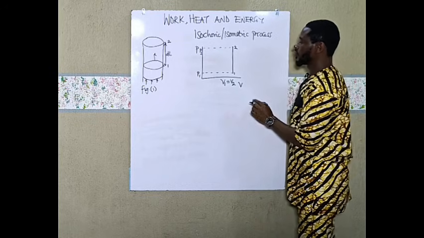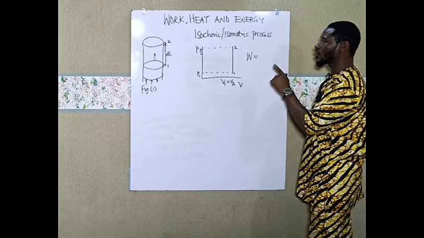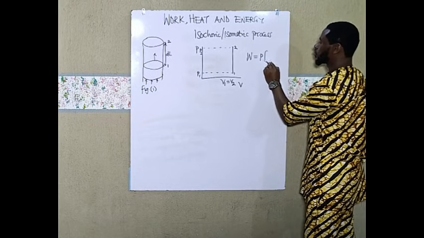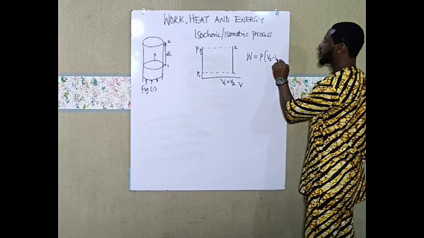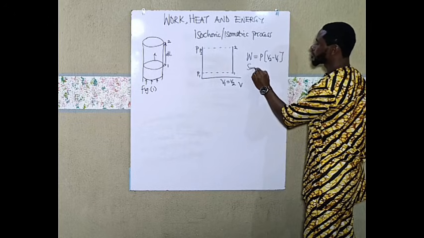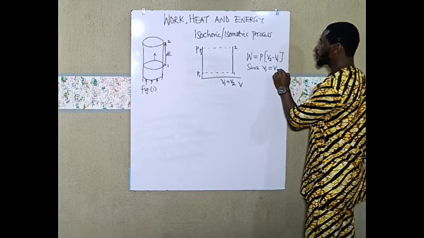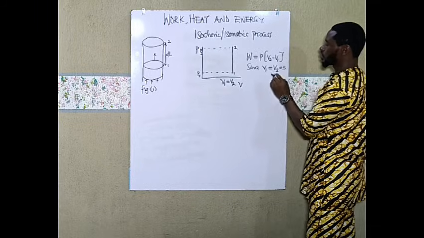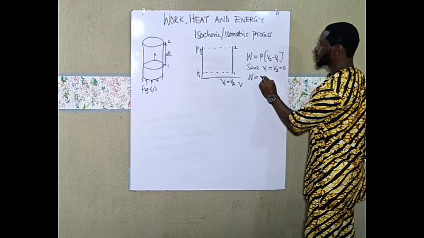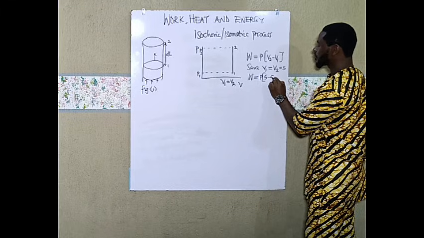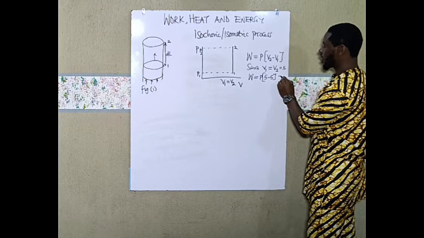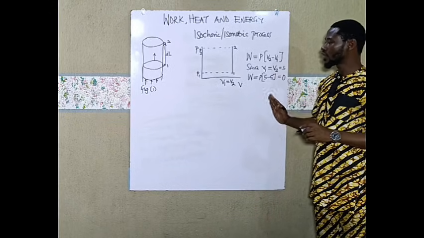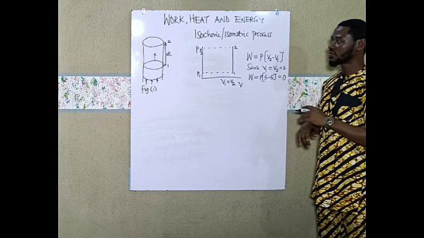Now, what is the work done during this process? The work done during a constant volume process is taken as 0. Going back to equation 1, we have P into bracket V2 minus V1. Since V1 equals V2, let's give it a value, for example, 5 meter cube. Therefore, the work done will be P into bracket 5 minus 5, which becomes 0 multiplied by P, which is 0. This shows that the work done in an isometric process is taken as 0.